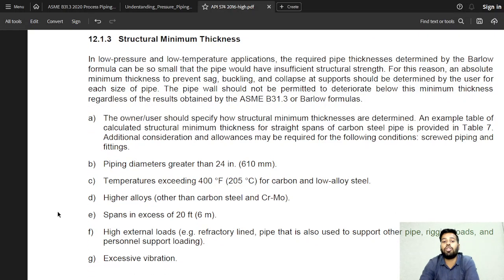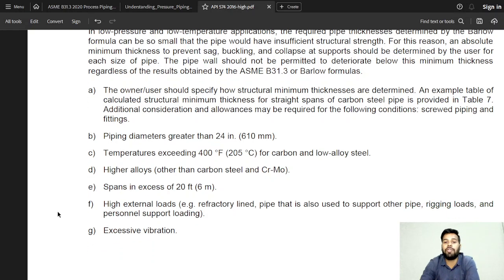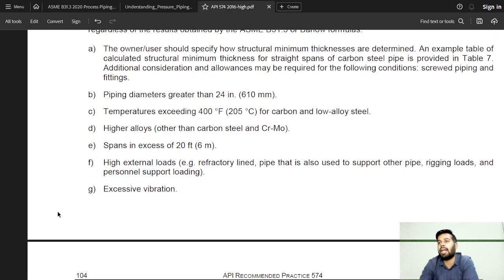The pipe wall should not be permitted to deteriorate below its minimum thickness regardless of the results obtained from the B31.3 or Barlow formulas. The owner/user should specify how structural minimum thickness is determined. An example is given in Table 7 to identify how much the alert thickness is.